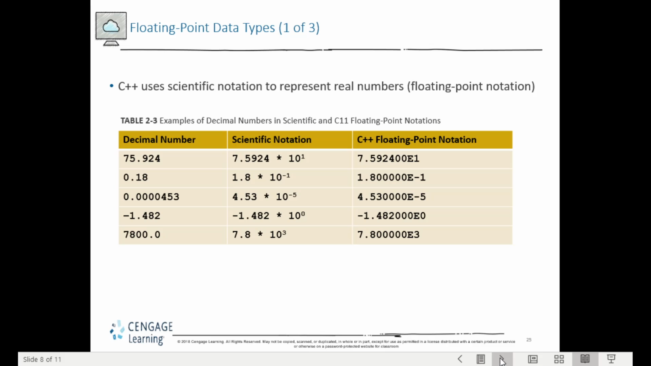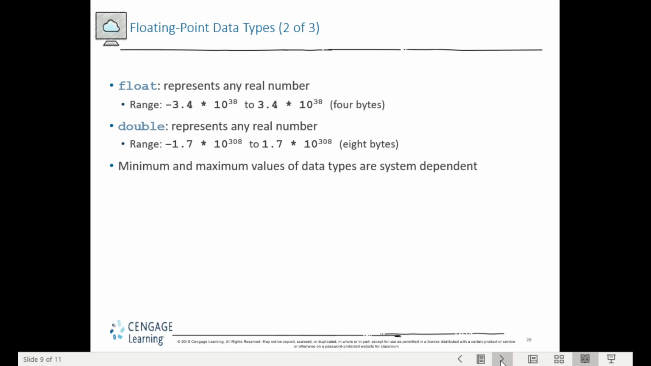Okay, right. Good. This is for floating point data types. C++ uses scientific notation to represent real numbers. So for example, if we want to represent 75.924, in C++ it is represented like this, where E stands for exponential.